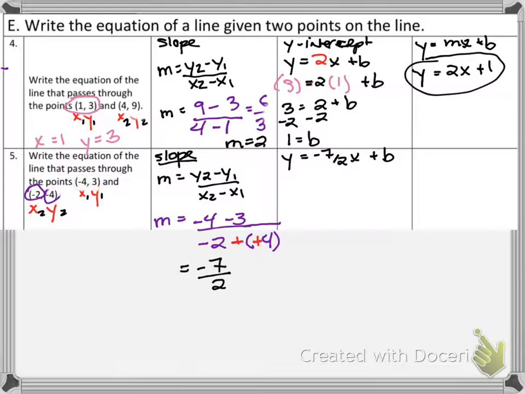So again, we have to pick one or the other of these 2 points. It really doesn't matter which. I think I'm going to pick the first point just because it's there. So I'm going to let x be equal to negative 4. I'm going to let y be equal to positive 3. And then try to find our y-intercept b. So this is going to be 3. This is going to be negative 4.